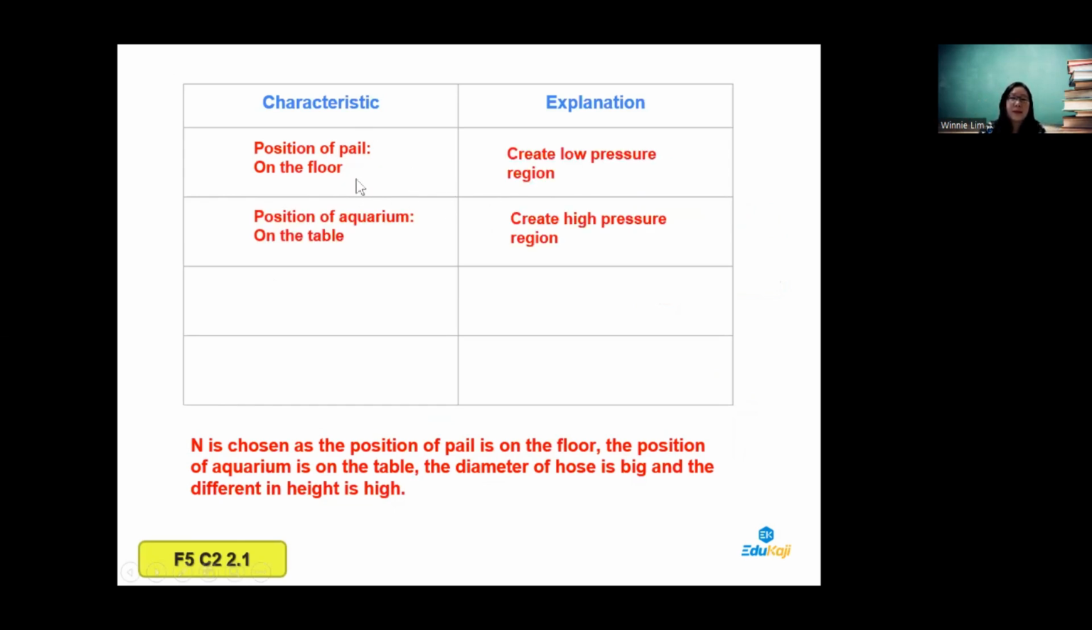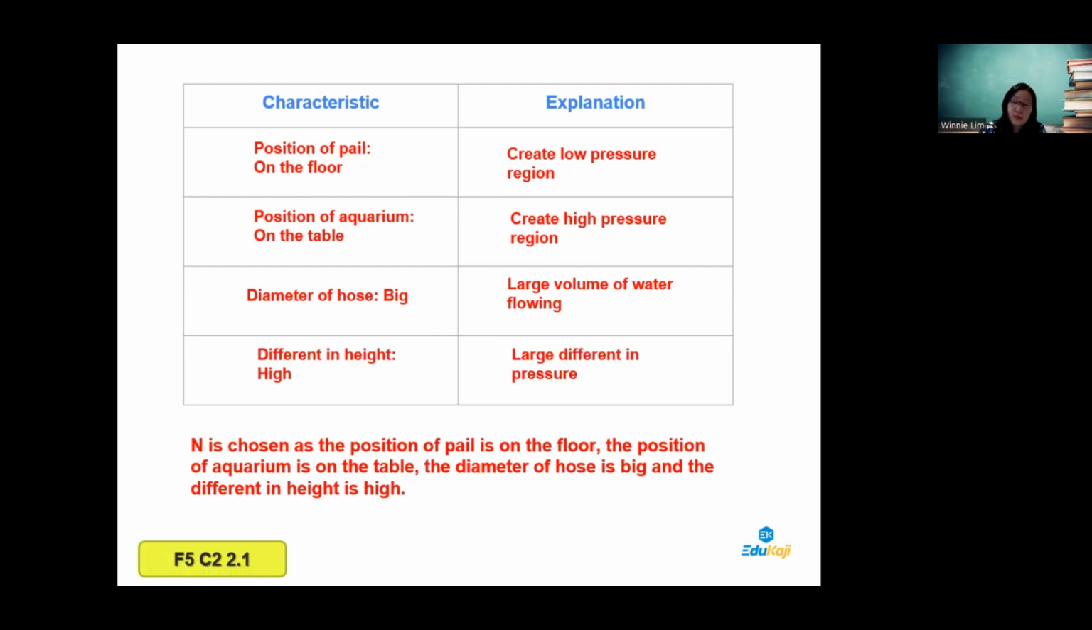So when you place the pail on the floor, it is because you want to have a lower pressure region or a lower point, all right? And then a higher position, because you want to create a high pressure region. Then because you want to allow more volume of water to flow out, larger difference in height, larger difference in pressure. Hence, your answer, you say, I choose N because of all the specific ideas. So this is how you get the answer. 1, 2 marks, 3, 4, 5, 6, then 7, 8, and then correct choice, and then repeat again, mark 10. So 2 marks.